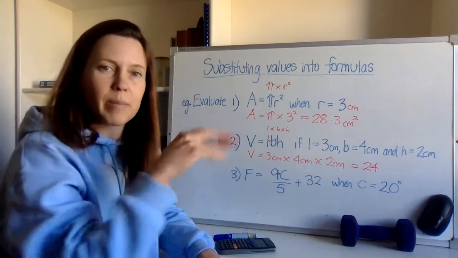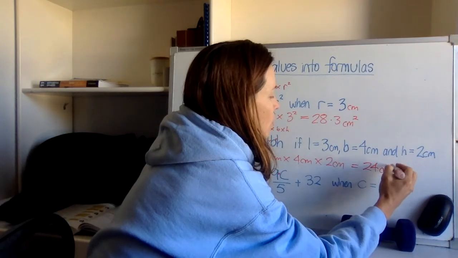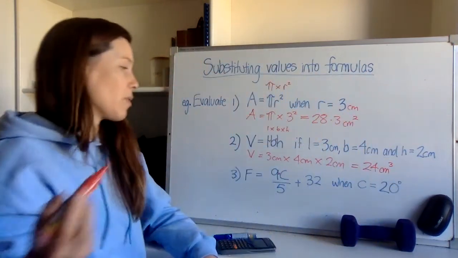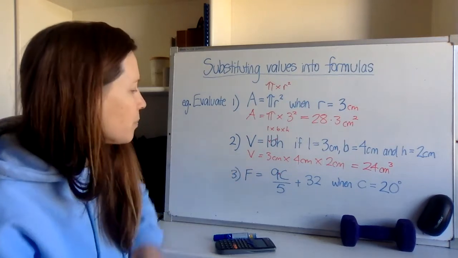And when you multiply something by itself, you're raising it to a power. This is actually centimetres cubed. And you might already be familiar with the fact that when we're working with volume, we have cubic units.